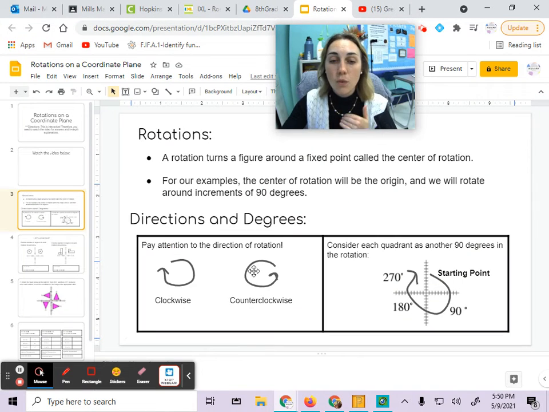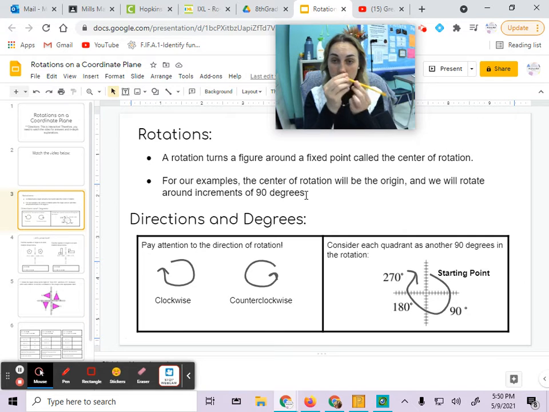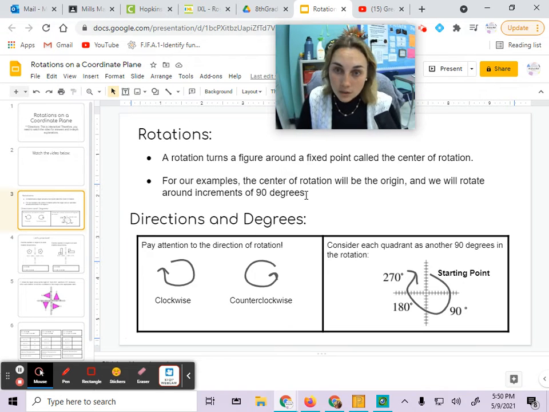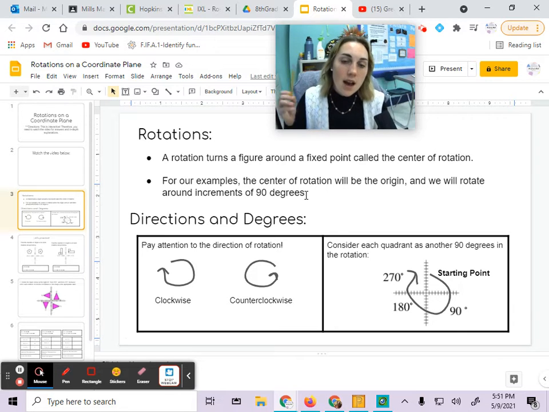All right, so when I say something needs to go clockwise, if you ever forget which way is clockwise and which way is counterclockwise, find an analog clock. It'll tell you which direction is clockwise. And then the opposite way would be counterclockwise. And we'll focus on that today. And you need to know the difference between clockwise and counterclockwise when we're rotating shapes.